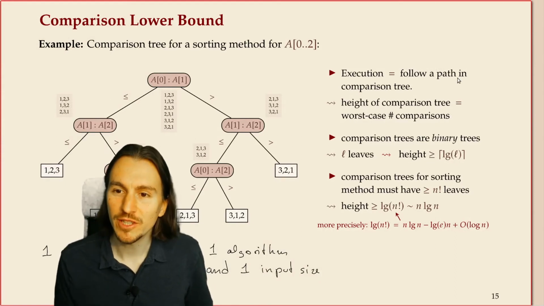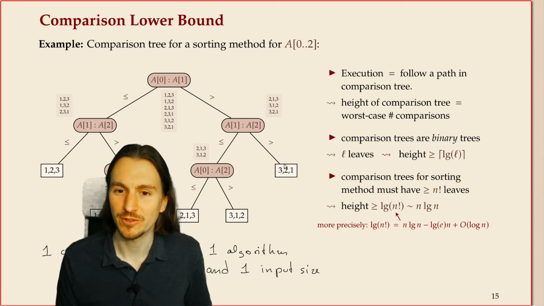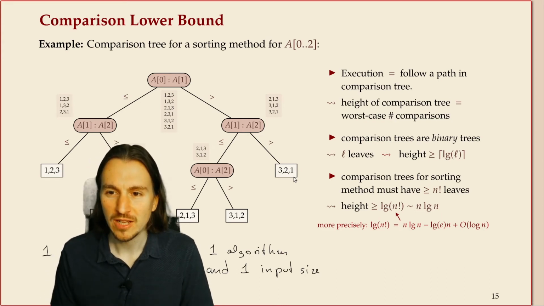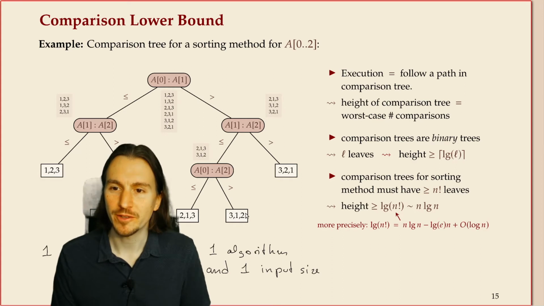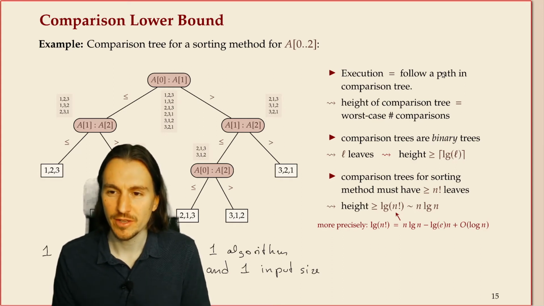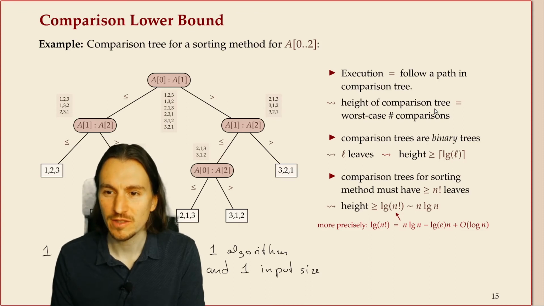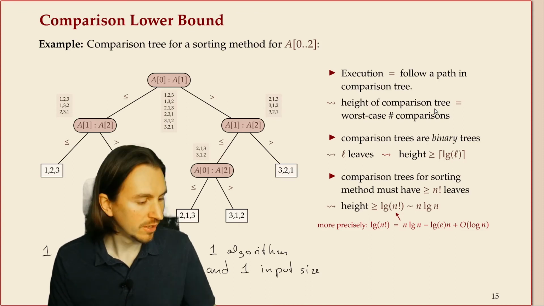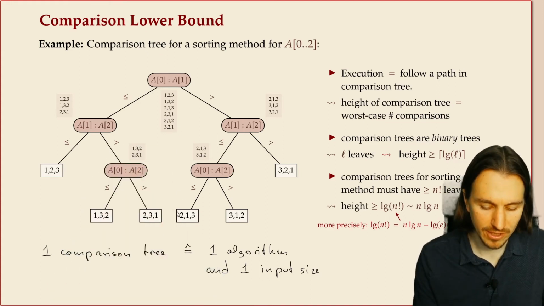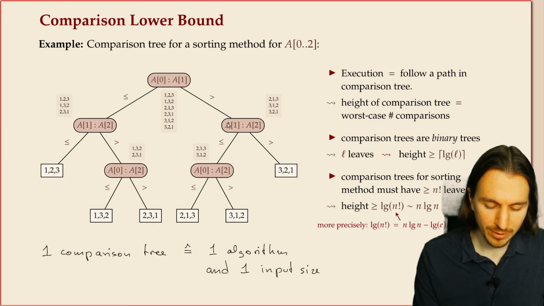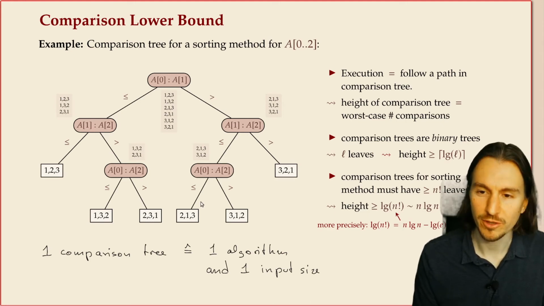So one execution means following one path in this comparison tree. And the leaf that I reach encodes the input permutation. On every step I do, in every node that I pass through, I do one comparison. So that means the length of this execution path is the cost of that execution. And the height of the comparison tree is the longest such path. So that's the worst case number of comparisons. Okay. So in our case, the height of this tree, we defined it as the number of edges, 1, 2, 3. And that's also the number of comparisons that this algorithm does in the worst case. Any of these inputs is the worst case, where you do 3 comparisons.